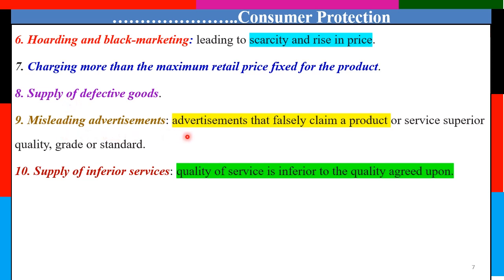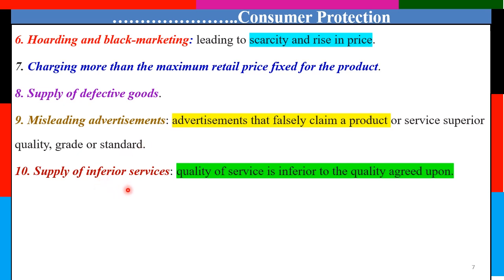Misleading advertisements, that means advertisements that falsely claim a product or service has superior quality, grade, and standard. When the business advertises the product, they may claim that their product is superior to the others, high quality in terms of grade and standard. They may use such words in the advertisement, but in reality it is not true. The product they sell is not superior, it is inferior. The quality may be low, the grade is also low, and the standard set is not met. So this is another misconduct exercised by the business group.